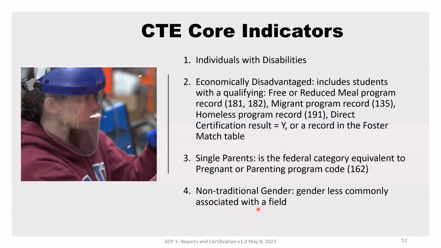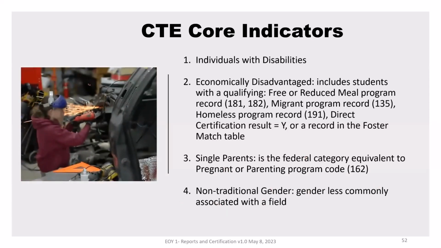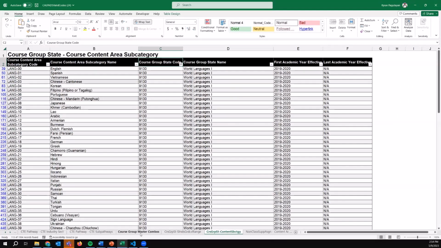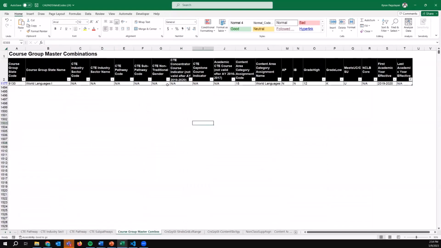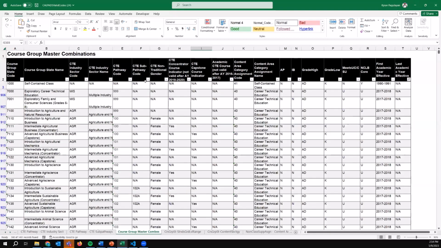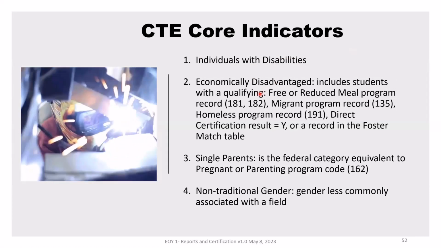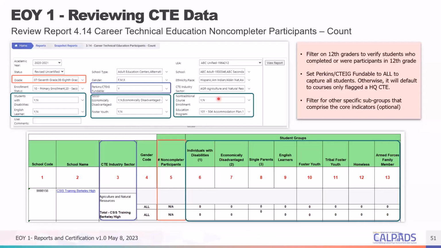So this non-traditional gender column here can also be referred back to the valid code combinations document. If you go to the course group master combos, you have this column here, CTE non-traditional gender. Let's look at the course. See how you have male, female. So females are non-traditional, and that is essentially included or accounted for on that report.